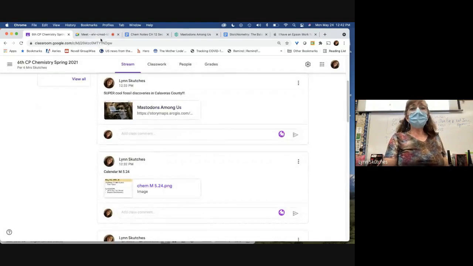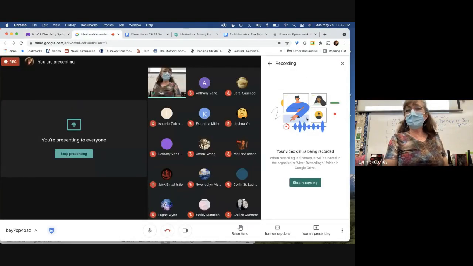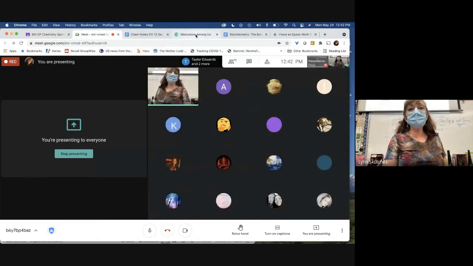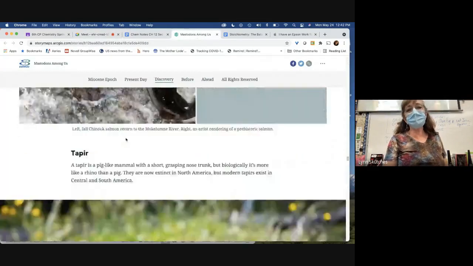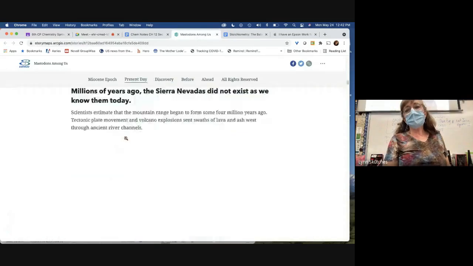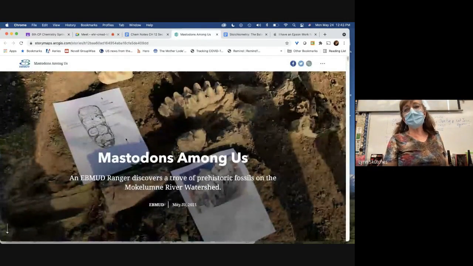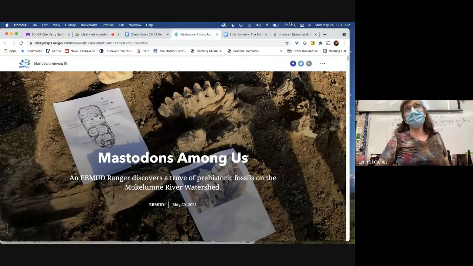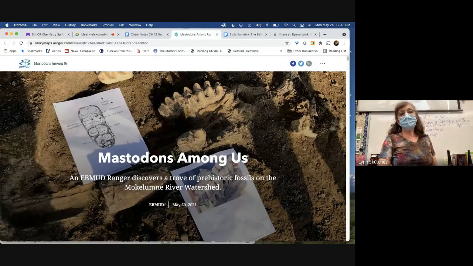I have a really cool article that I plopped into your feed, and I want to just go through a bit of it, even though it has nothing to do with chemistry. It's still cool science stuff. So you might have seen that there was a big discovery in Calaveras County of ancient fossils, millions of years old fossils. And I just want to point out, this is a tooth. Okay, that's a regular sized piece of paper. Look at the size of that tooth. It's like crazy.